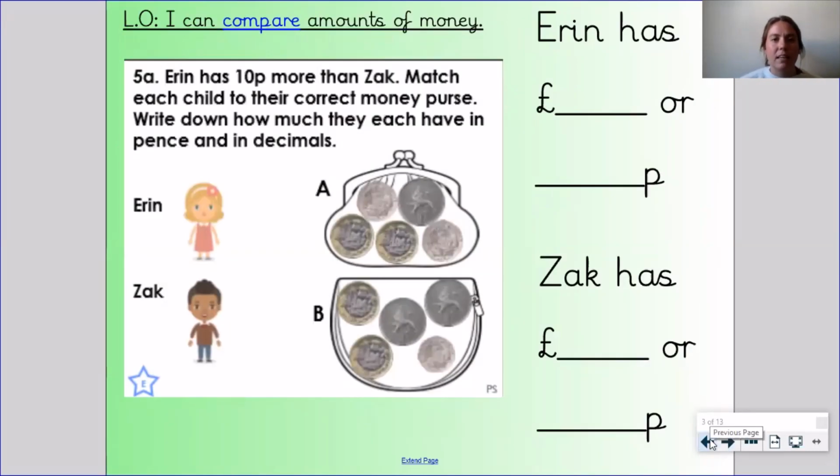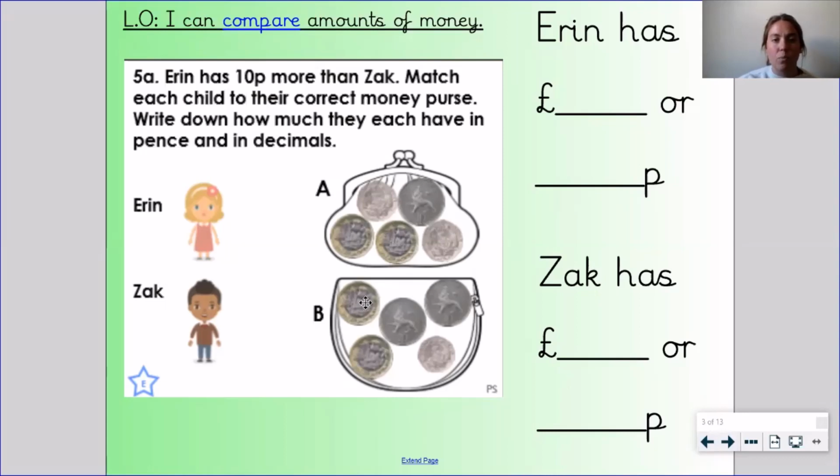Still recapping, let's think here. Let's look at what the question's asking us. Erin has 10p more than Zach. So which purse is which? So we need to look at the amount of money and we need to decide whose purse is whose. So if I look here, I'm going to take out the pounds first. So I've got £1, £2, and then I've got 20 and 20 and a 10. So altogether here I've got £2, 50 pence.